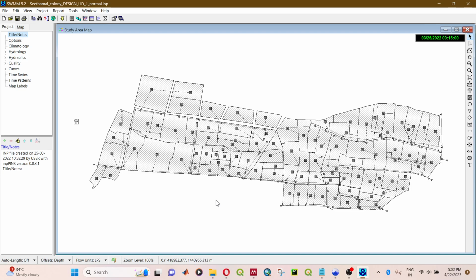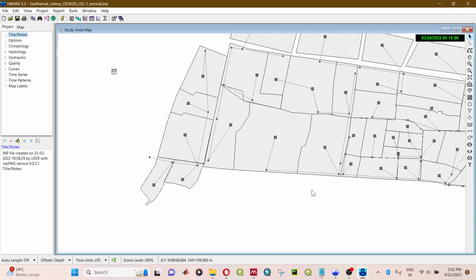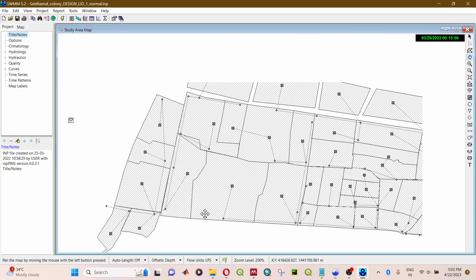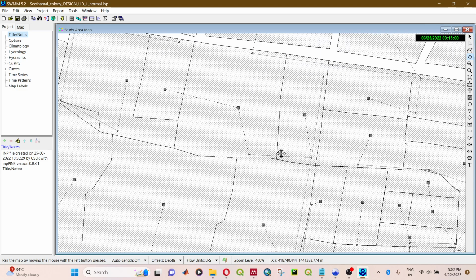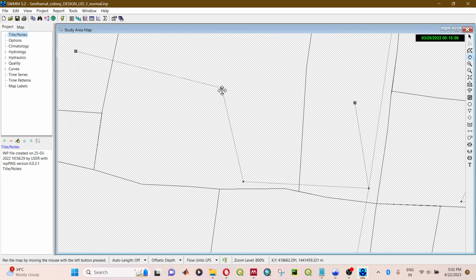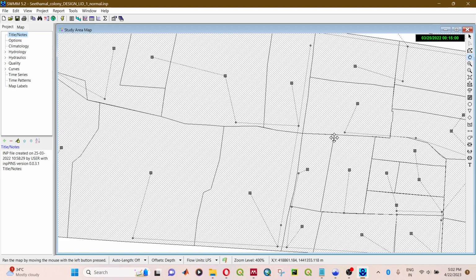Here the problem was that we had to realign the storm drainage network. If I zoom in, you can see the different catchments which we have, and if I zoom in further, you can see where it is draining. This particular catchment is draining to this node, and this line is a storm drainage network. We have the entire model.